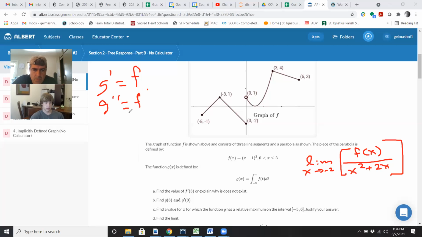So that means that's going to be, well, you just look at the graph, I guess. That does not exist because you have a corner, because the left-hand derivative will not equal the right-hand derivative. And probably mention they have a corner.